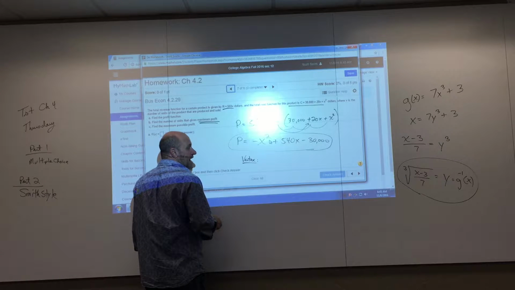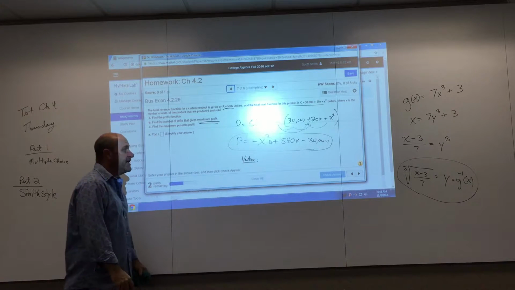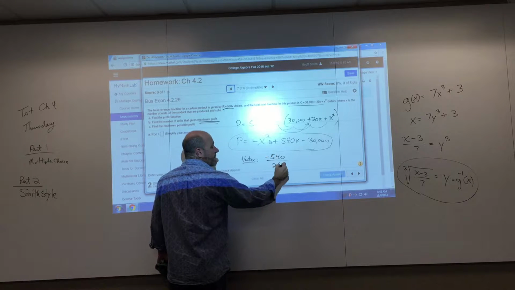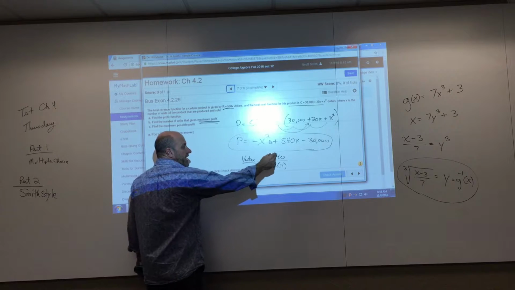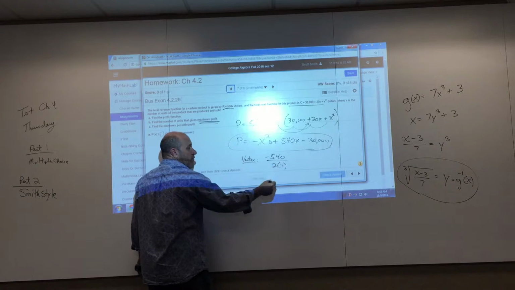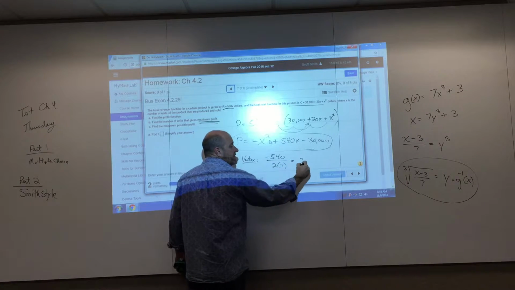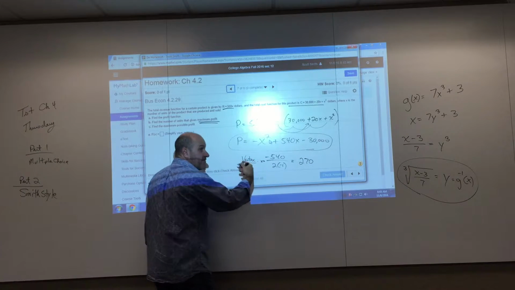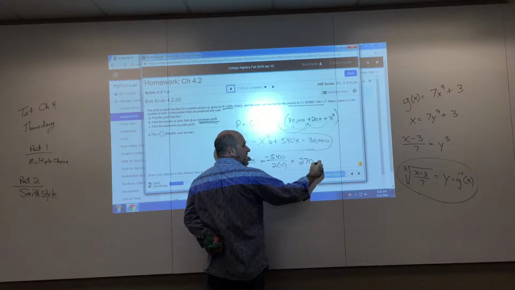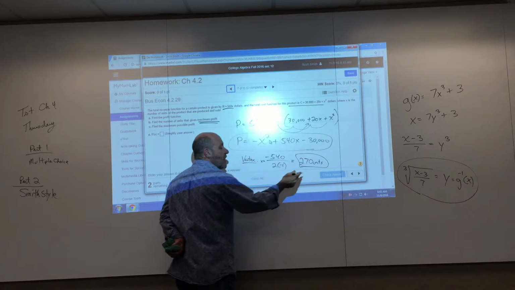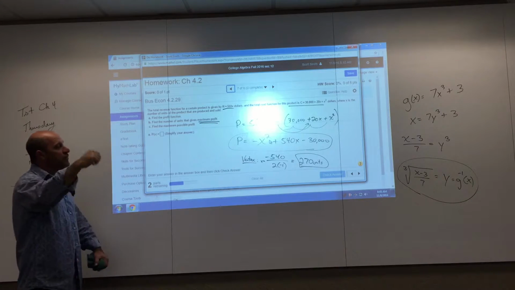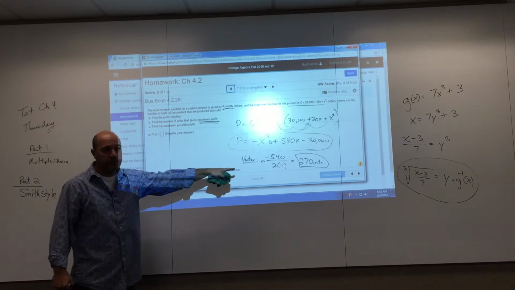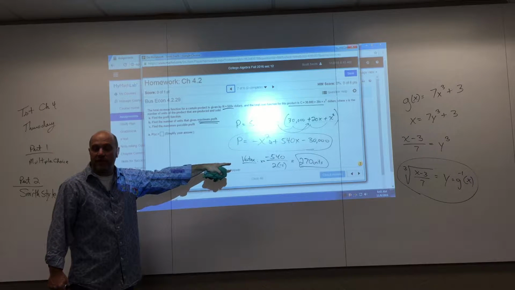Really wasn't a chapter 4 idea necessarily, but we need this. This is a good idea. The vertex is negative b over 2a. So negative 540 over 2 times negative 1. Those negative signs are going to cancel, and this is 270. This is x, by the way. This is the x value of the vertex, 270 units. If I sell 270 units, I'll have maximum profit. Find the number of units for maximum profit. Good old vertex, x value of the vertex.